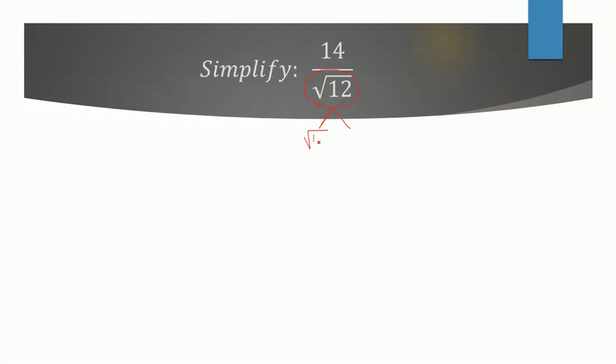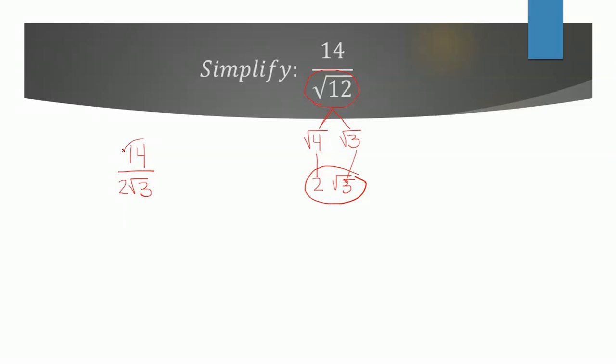So the square root of 4 and the square root of 3, right? Because 4 times 3 gives me 12. Now the square root of 4, we know that's 2, and this square root of 3 is just going to come along. So the square root of 12 is 2 square roots of 3. So right now I have 14 over the square root of 12, but the square root of 12 we change into 2 square roots of 3.